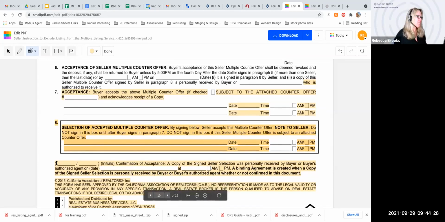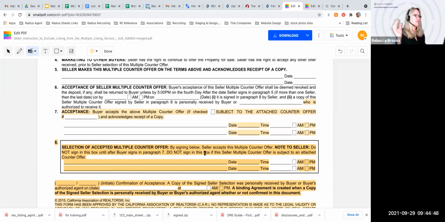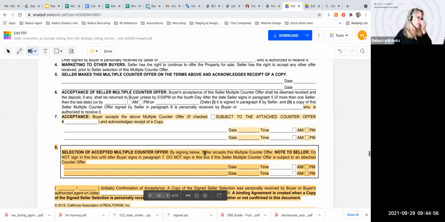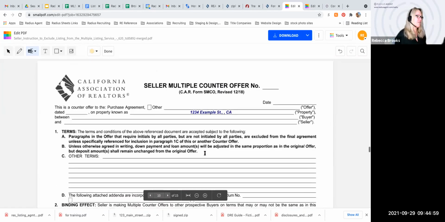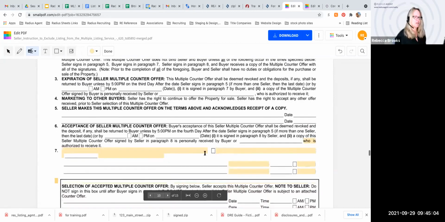And then this at the bottom is where you get the confirmation of acceptance personally received by the buyer or the buyer's authorized agent, okay? Binding agreement is created when a copy of the signed seller selection is personally received by the buyer or buyer's authorized agent, okay? So this document goes back and forth between the parties at least four times, right? This can be a little confusing if you've never used a multiple counter offer form before. That's how this one works.